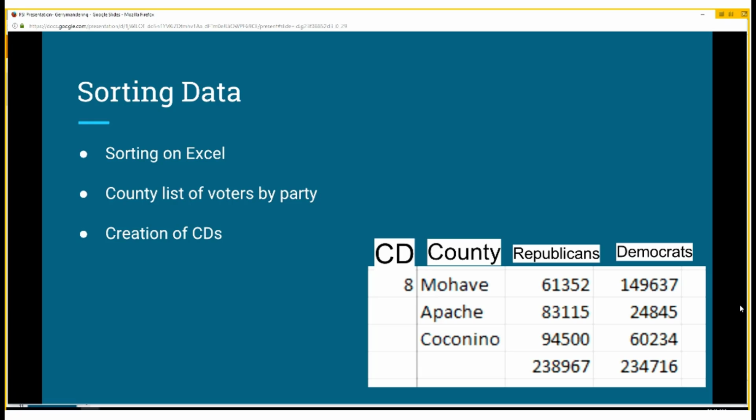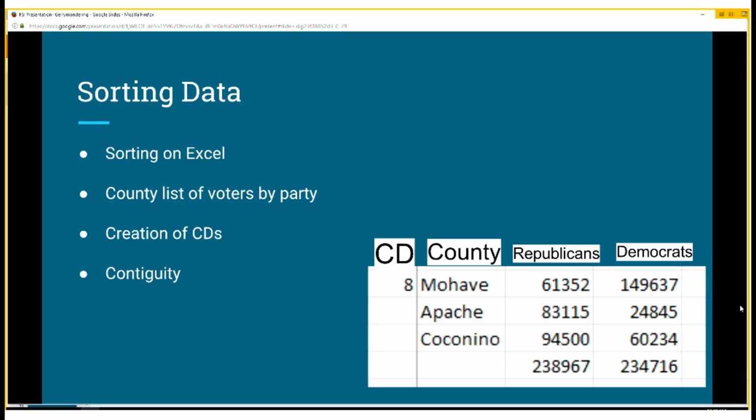Using those lists, I was actually able to create my congressional districts by picking and choosing different counties and then using the AutoSum function on Excel to ensure that the counties that I was picking had relatively equal amounts of Democrats and Republicans.